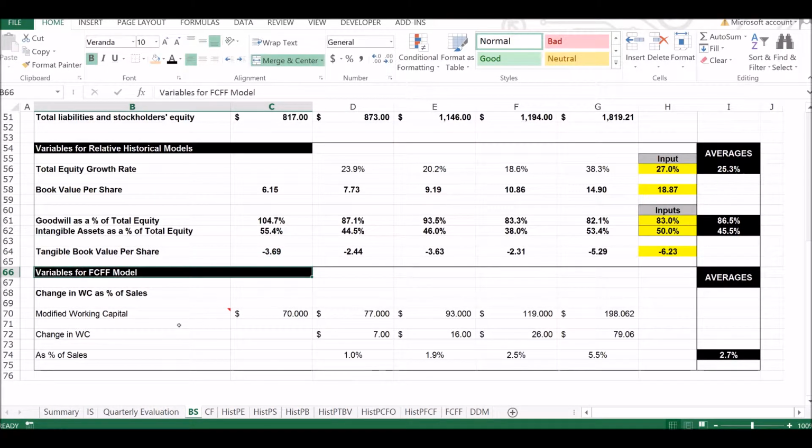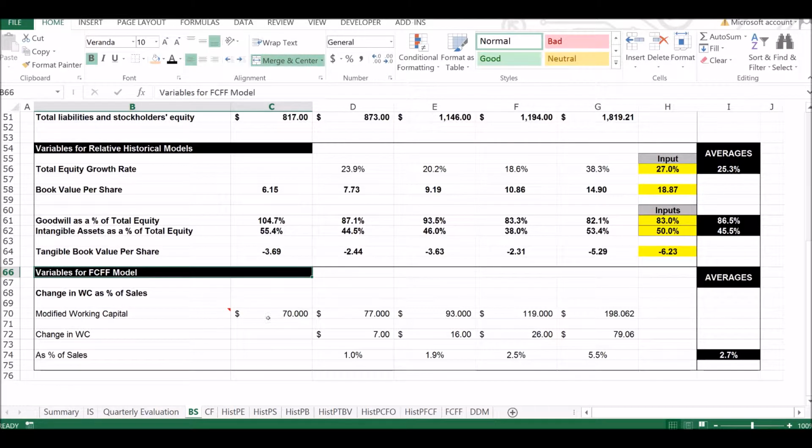Further down, you're going to need the variables for the free cash flow to firm model. It's just one for this particular financial statement, and it's the working capital as a percentage of sales. Now, working capital is normally defined as the difference between the current assets and current liabilities, and indicates whether a company has enough short-term assets to cover its short-term debt. For valuation purposes, we have to negate a few of these items from both the assets and liability side of the equation.